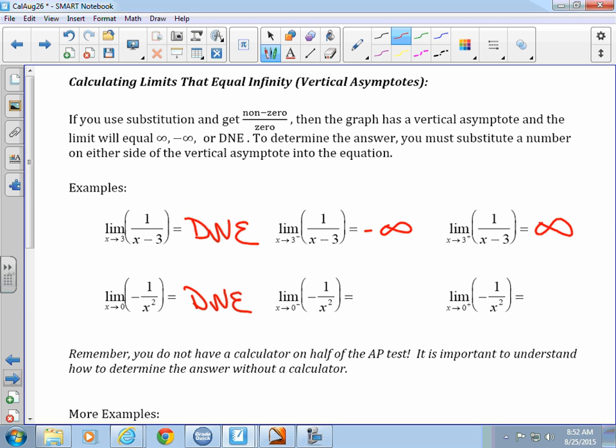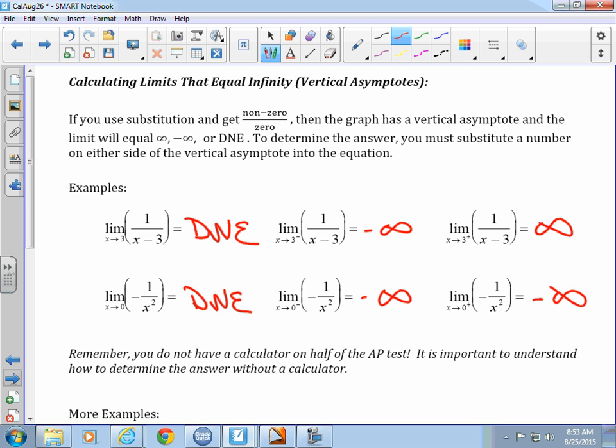The limit as x approaches 0 from the left. Okay, so as I approach 0 from the left, what's a number to the left of 0? -1, -0.1 if I want to get close, right? What's a negative number squared? Positive, but there's a negative sitting out there, so what is this approaching as x approaches 0? Negative infinity. What about from the right? Also negative infinity because of that square there.